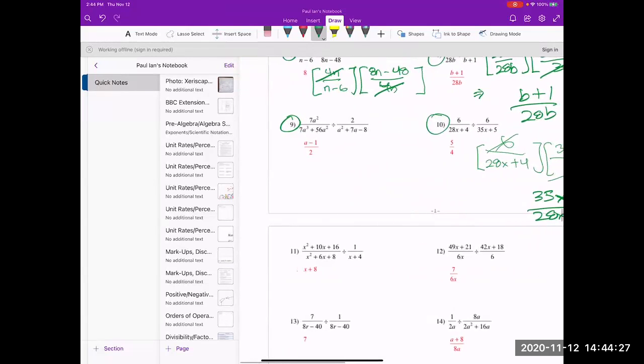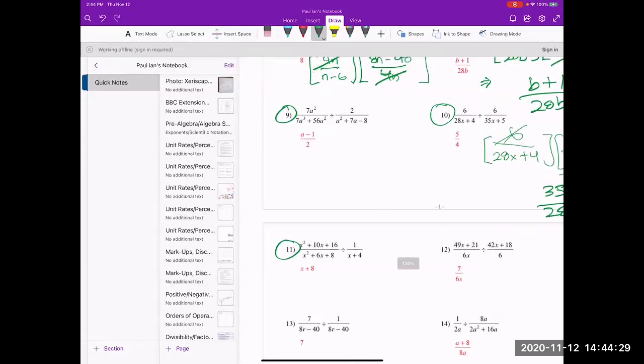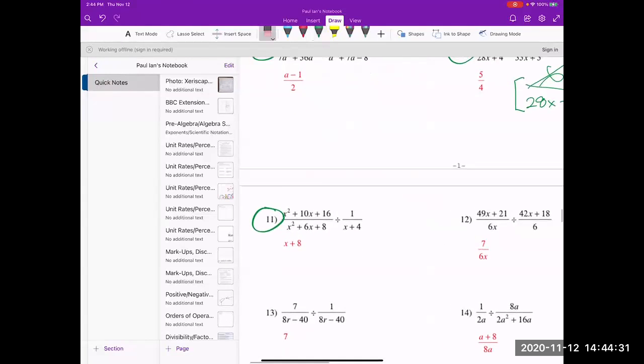All right. What about this next one? Now these are going to get harder. Flip the second term. Yeah. x squared plus 10x plus 16 over x squared plus 6x plus 8.